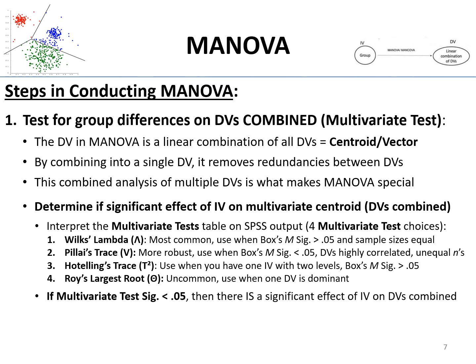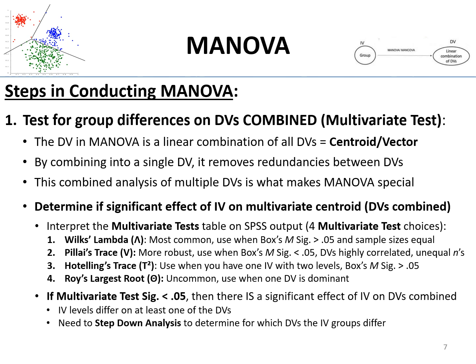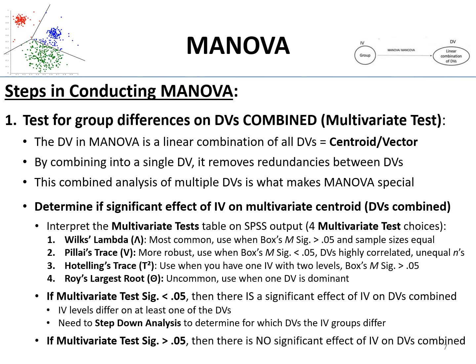So to interpret whichever test it is you end up choosing, you look at the multivariate sig for that test. If it's less than 0.05, then you conclude there is a significant effect of the independent variable on the combined dependent variable. That is, the IV levels differ on at least one of the dependent variables. You would then need to conduct step-down analysis to determine for which dependent variables the IV groups differ. So step-down analysis we'll talk about in a sec.